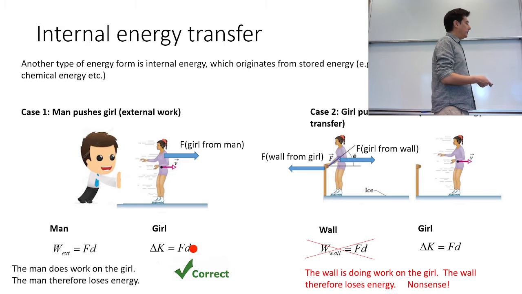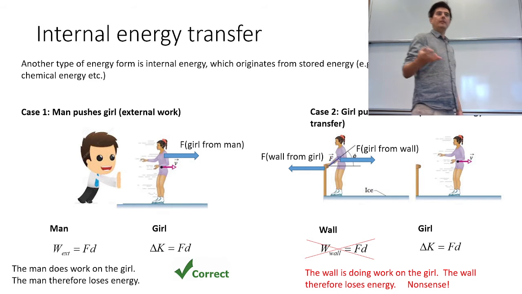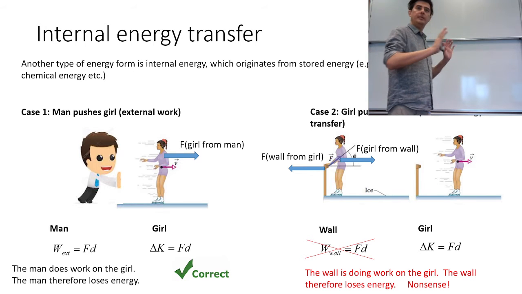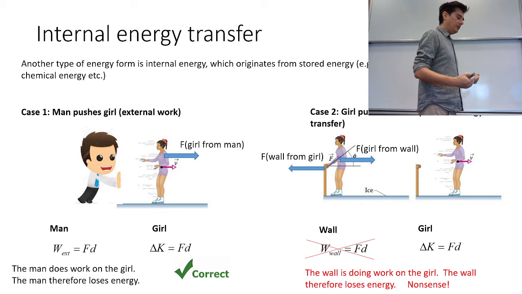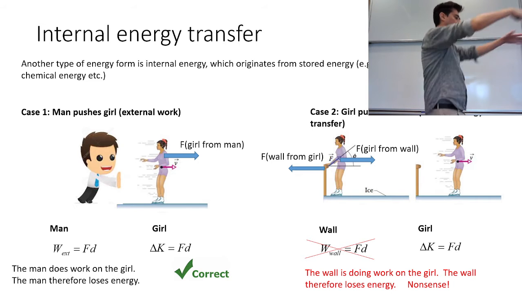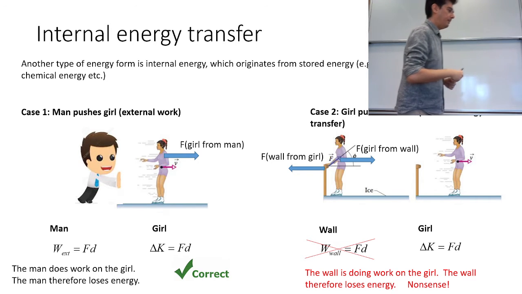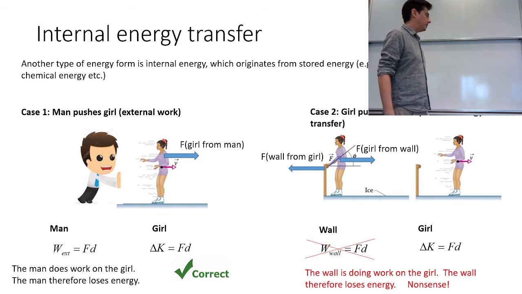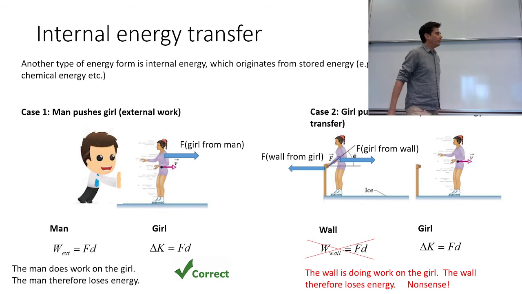Now, the kinetic energy gained would be equal to that work, right? If she was initially at a standstill, her initial kinetic energy was 0, and then she goes flying backwards, the kinetic energy change is equal to force times distance. Okay, so straightforward, fair enough.